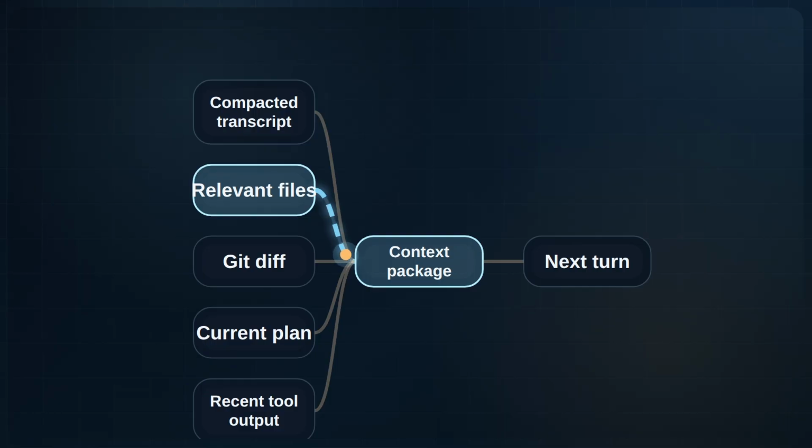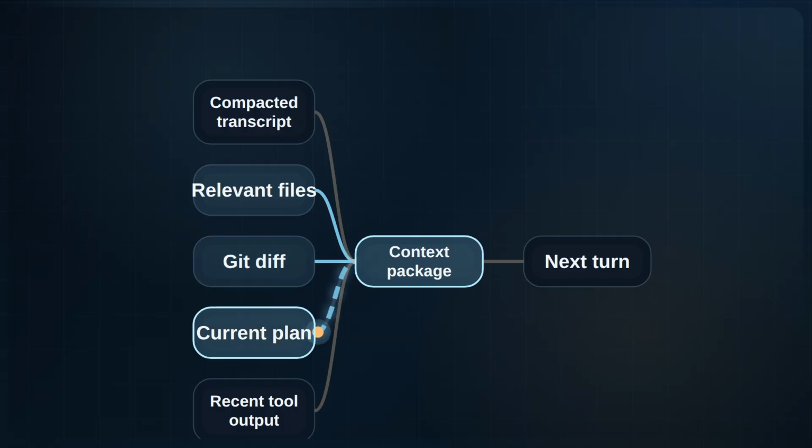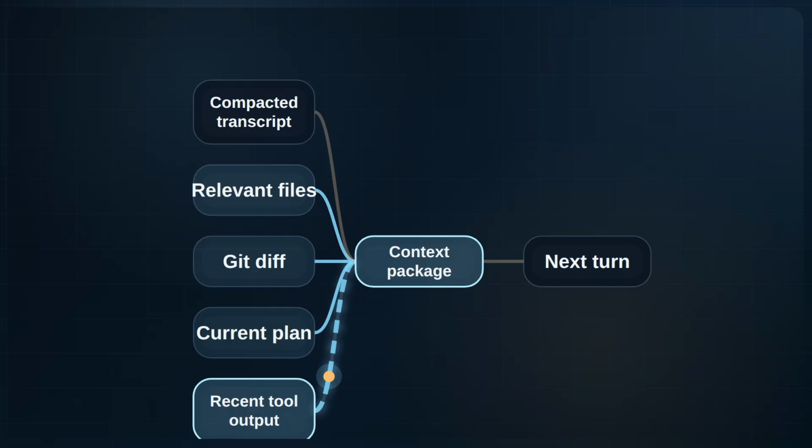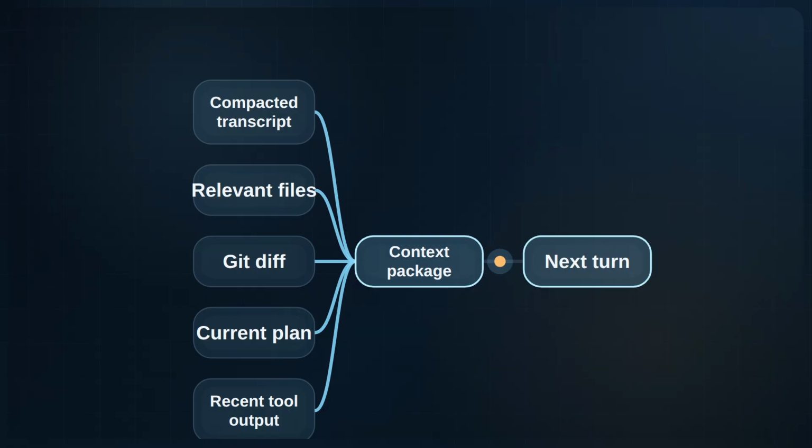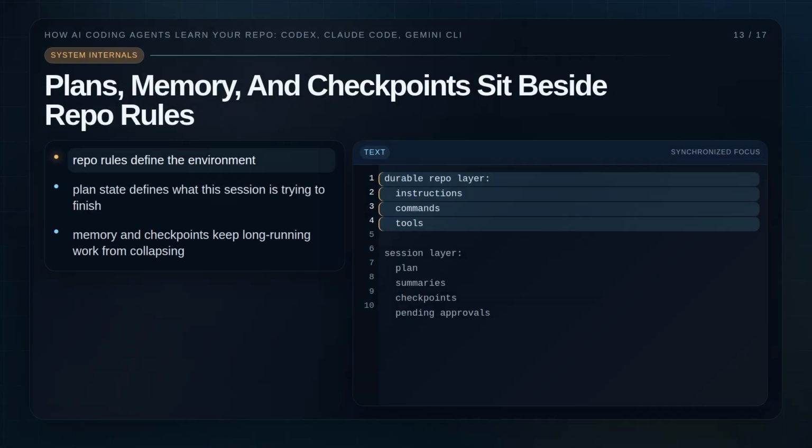This is one of the most important distinctions in the whole deck. Repo files are durable guidance. Context assembly is a per-task build step. They solve different problems. Durable instructions say how work should happen here. Context assembly says which files, diffs, summaries, and tool outputs belong in the next model turn right now. If a system mixes those responsibilities together, the agent becomes harder to reason about. Good tools keep them separate so they can summarize sessions, compact transcripts, save state, checkpoint work, and refresh relevant files without losing the durable rules of the repo itself.